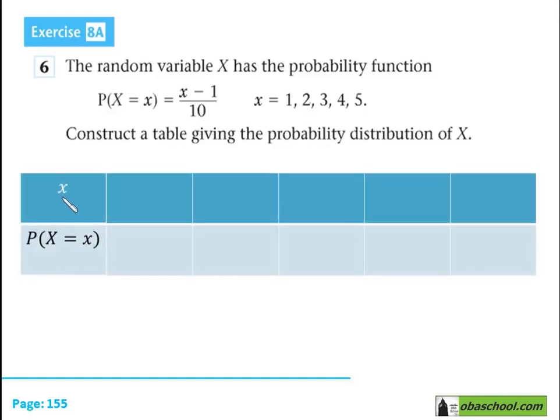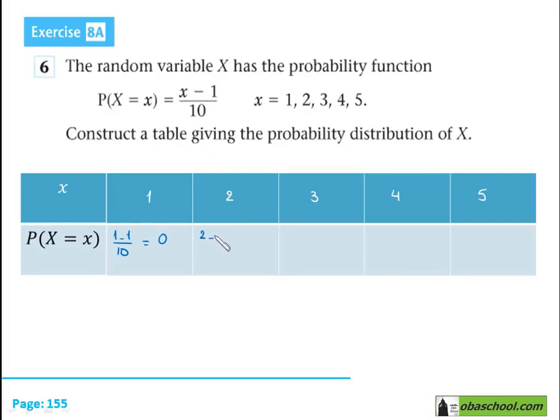Inside the table, we write X, which is the random variable, and corresponding to it, we have the probability. The values of X are 1, 2, 3, 4, 5. Now we should look at the corresponding probability for each value. The probability is (x minus 1) over 10 for each value. So we simply need to substitute the x in order to calculate the probability. When x is equal to 1, we have (1 minus 1) over 10. That means 0 over 10, so the answer is 0.